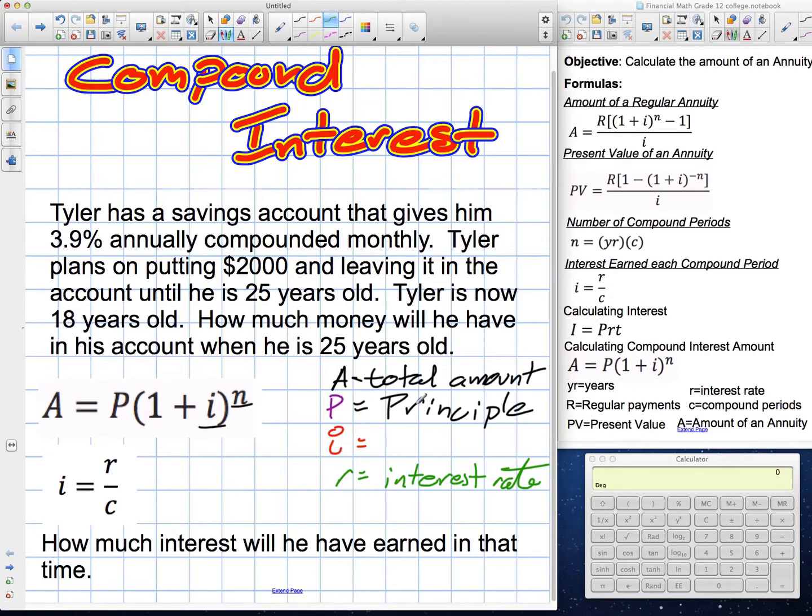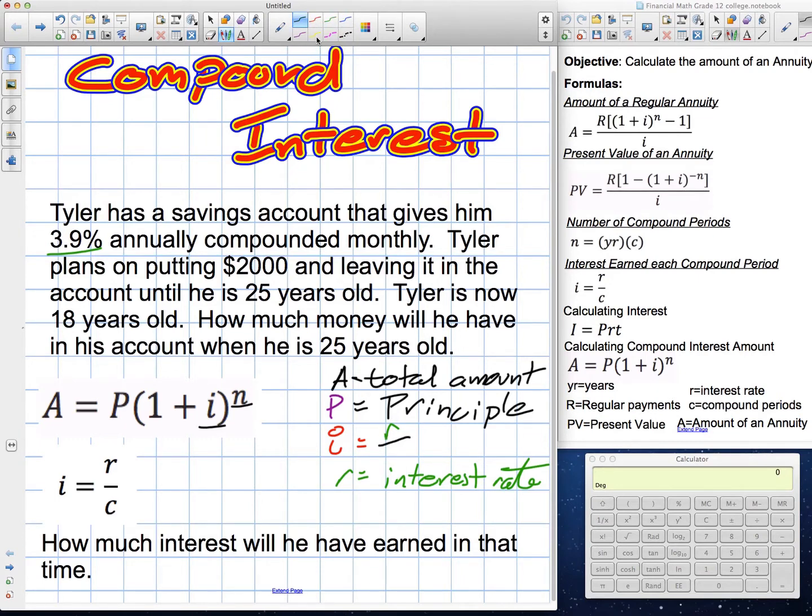What that means is whatever our interest rate is, which we have here, 3.9%, that's what R stands for. Now, we don't put it in as a percentage. What do we put it in as? A decimal. How would I make that a decimal? Divide by 100, also known as 0.039.